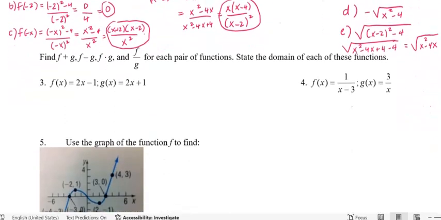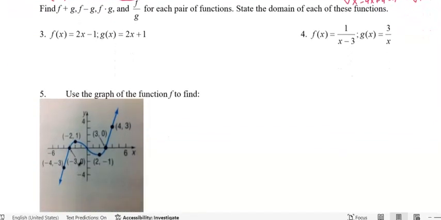All right, moving on to number 3. This is operations with functions. So given these two functions, we'll do the f plus g. So that's literally just adding these two together, combining like terms. 2x plus 2x is 4x, and negative 1 plus 1 is 0. So the f plus g operation would give us 4x. And now we'll do the f minus g. And got to be careful with subtraction because it can be tricky.